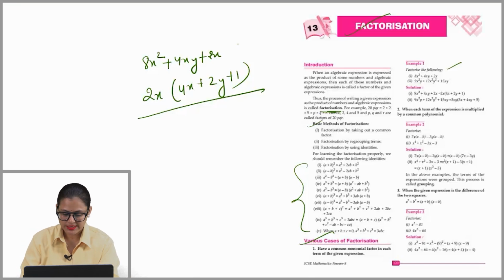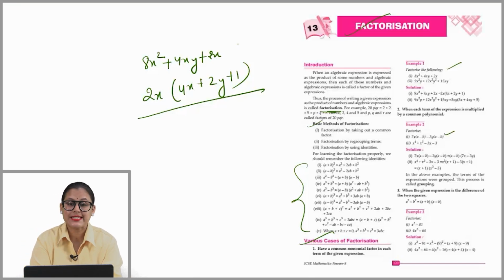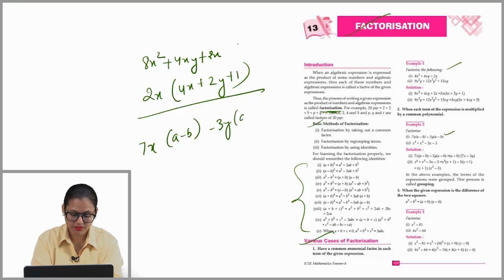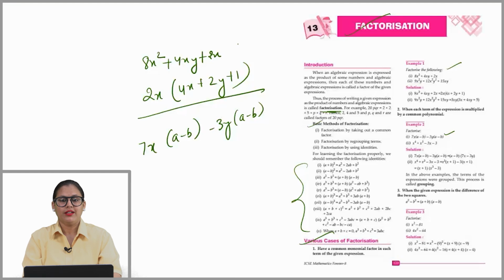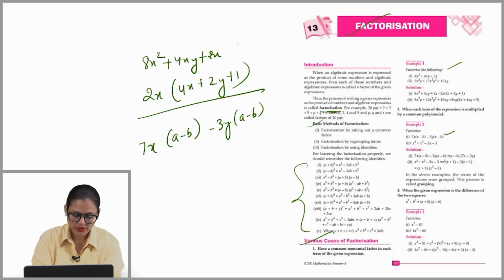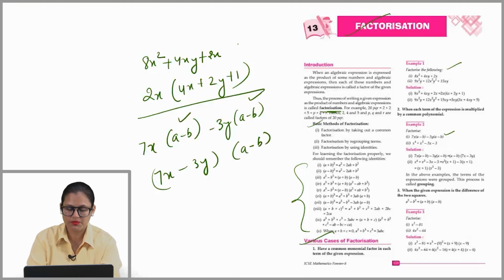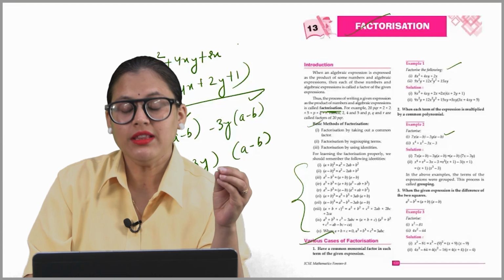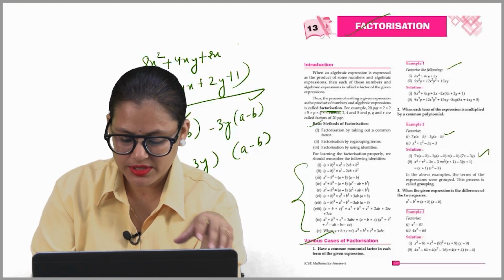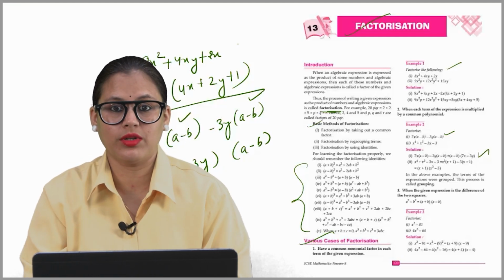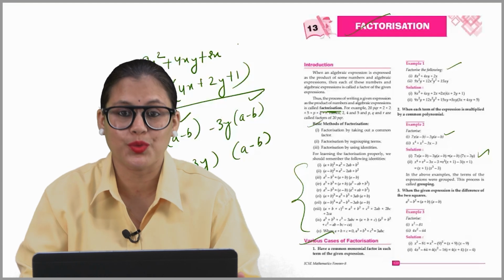For example, see this example: 7x(a minus b) minus 3y(a minus b). Now, how will we write it? We will write 7x minus 3y, and a minus b is common, so we will write a minus b. So, in these examples, the terms of the expression were grouped. This process is called grouping, right?